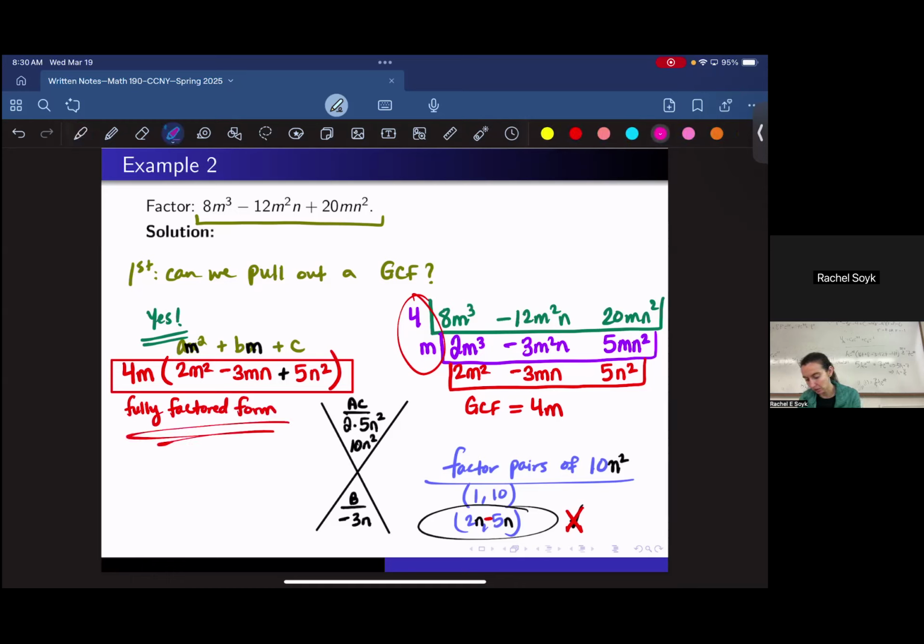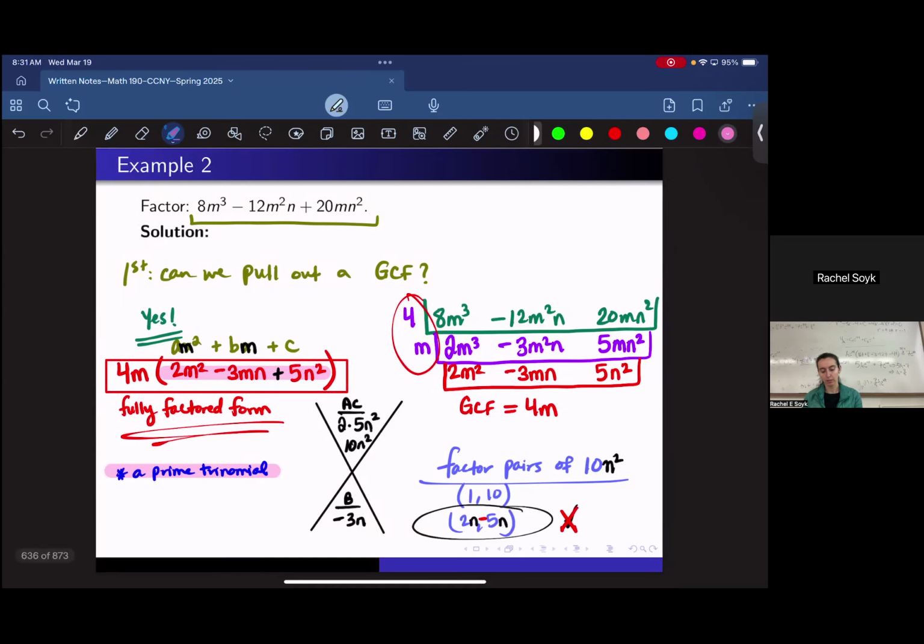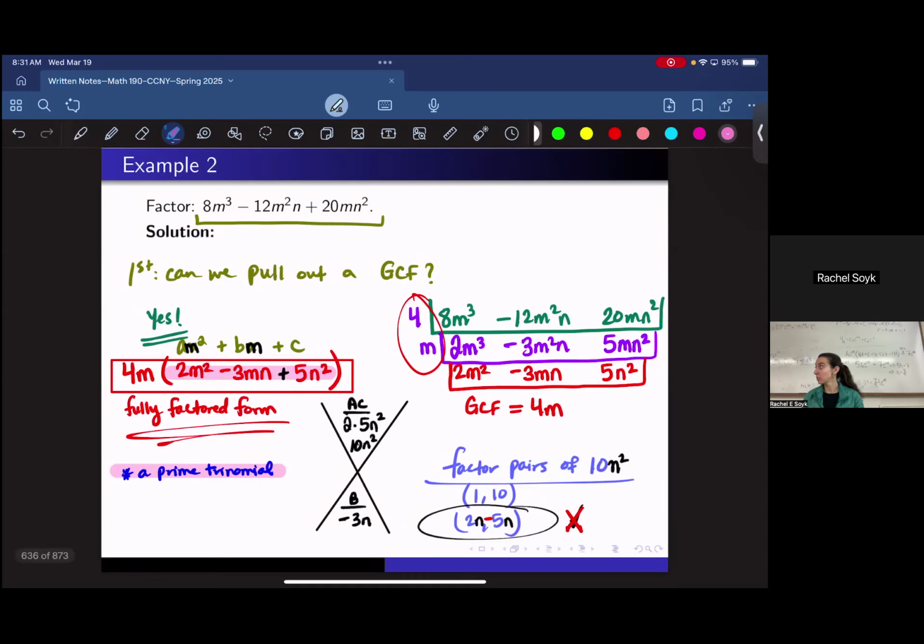Can even highlight that this part here. What is this known as? A blank trinomial. Any questions on this page?